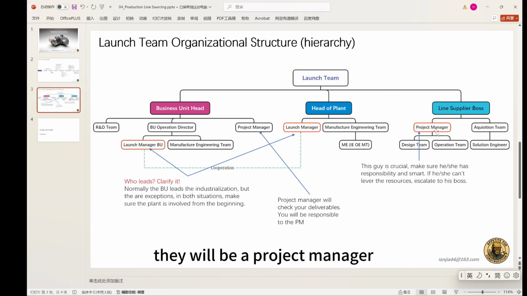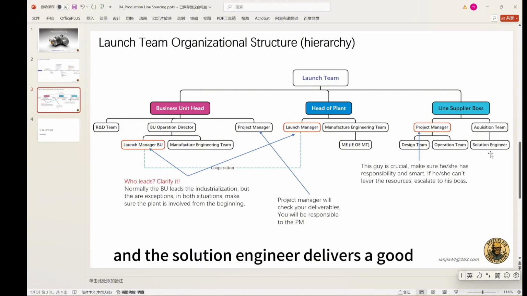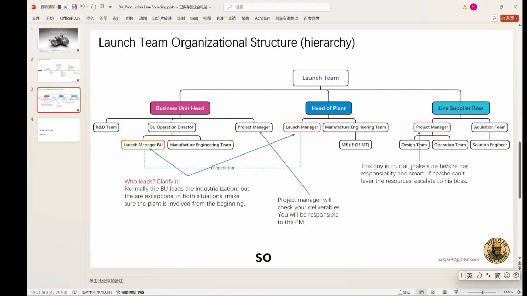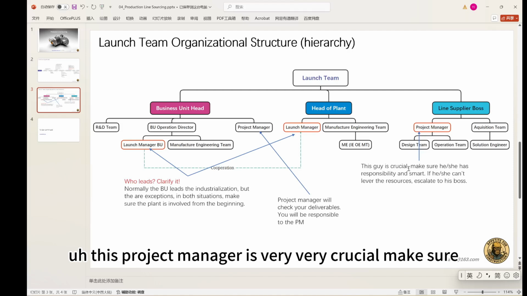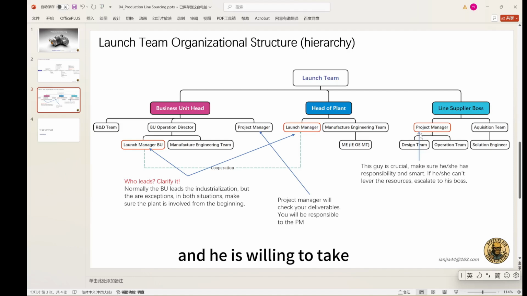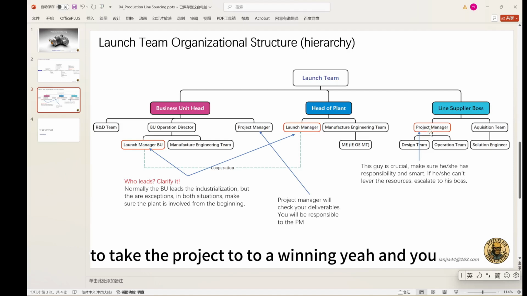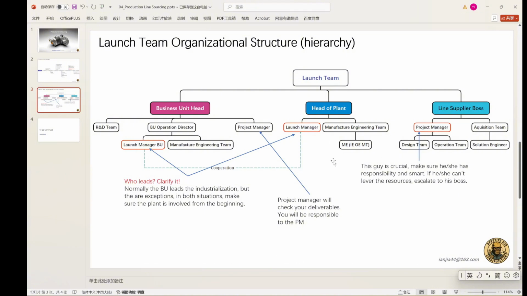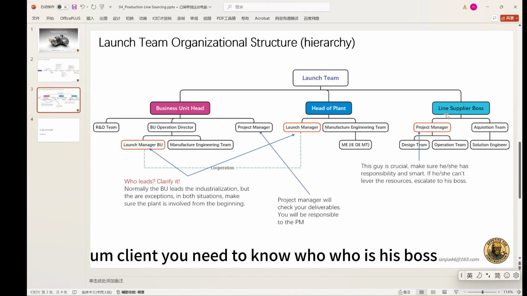The suppliers work like this. There will be a project manager. Their acquisition team and the solution engineer deliver a good technical solution or good plan for the line. Then the project manager takes over the project, lets the design team put the solution into the actual detailed design, and the operation team will build the lines according to the design. So this project manager is very crucial. Make sure this guy has a good sense of responsibility, he's smart, and he is willing to take the project to a win. And if he does not have good cooperation with you or with his client, you need to know who is his boss.